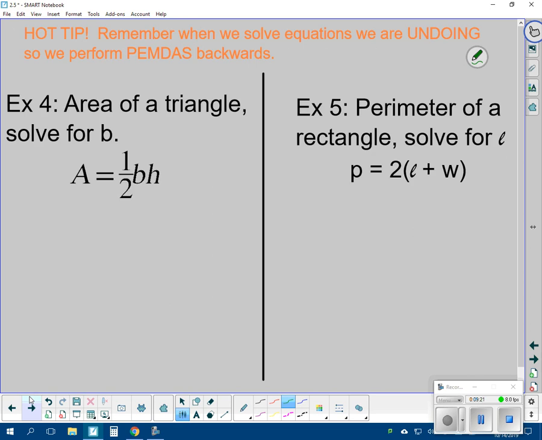All right, there's your hot tip. Make sure you write it down. We've said it several times. When you're solving equations, you are undoing. So you perform PEMDAS backwards.